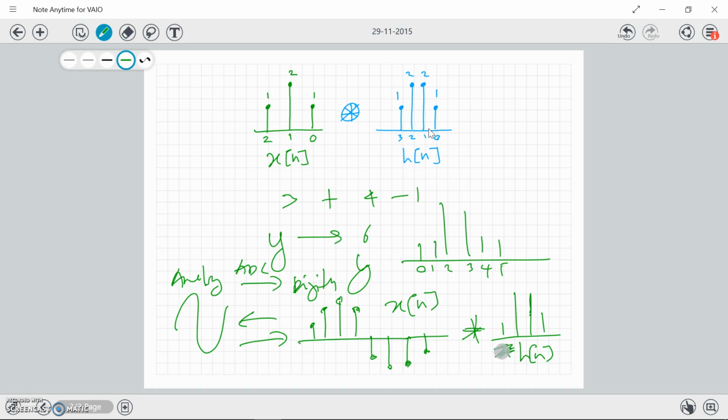All right, as simple as that. Why do we want to filter in this process in the first place?